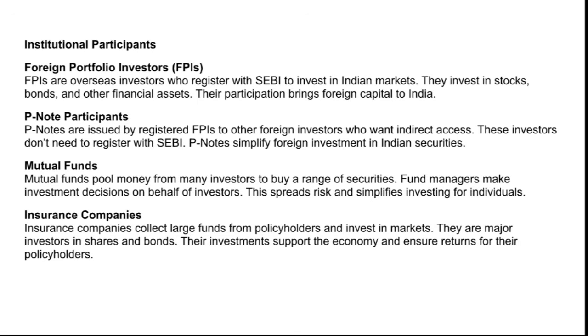Next is insurance companies. Insurance companies collect large funds from the policyholders and invest in markets. They are major investors in shares and bonds. Their investments support the economy and ensure returns for the policyholders. So insurance companies, like you already know, LIC is there, you have Max Life Insurance and Axis now, which is called. So all of these are insurance companies.